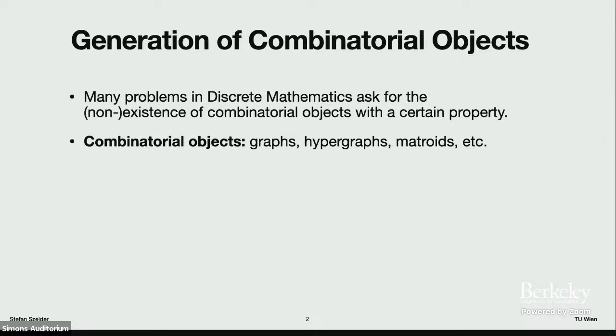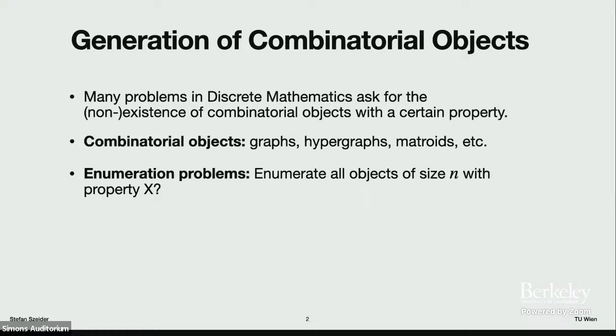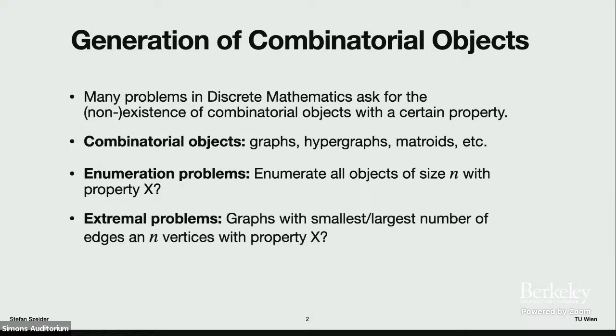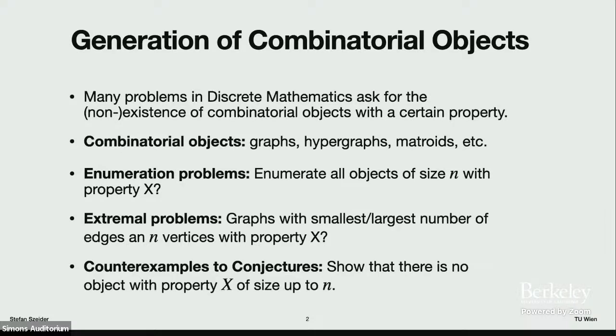During the talk, I will mainly focus on graphs, but later on with the applications, I will also have a few things about other objects. And there are variants of it. We want, for instance, to enumerate all objects of a certain size with our property X. Extremal problems in extremal combinatorics: people are, for example, interested in the largest number of edges a graph with n vertices can have where the graph has a certain property. There are books on extremal combinatorics, but also counterexamples for conjectures.